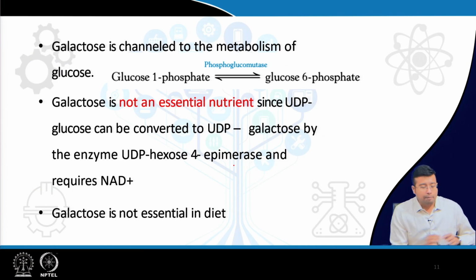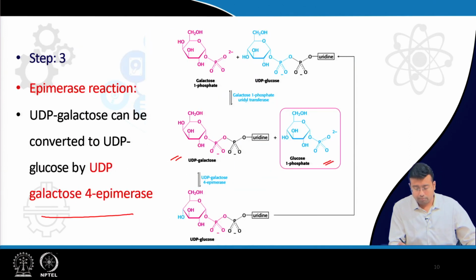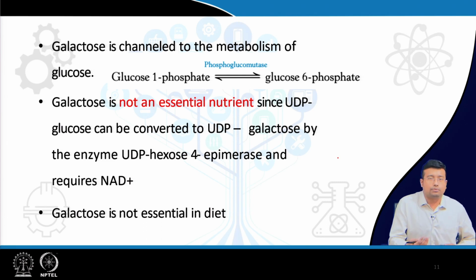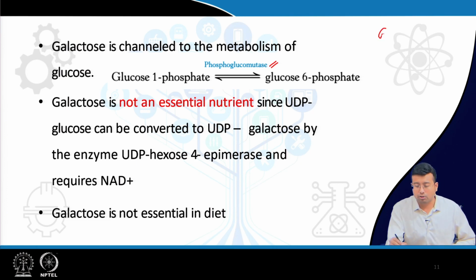So, now what happens? Galactose is channeled to the metabolism of glucose. See glucose 1 phosphate, this one. What is the use of this glucose 1 phosphate? This glucose 1 phosphate can be converted to glucose 6 phosphate by the enzyme phosphoglucomutase, very important. Again a special class of enzymes that helps in transfer of a functional group intramolecularly. So, glucose 1 phosphate becomes glucose 6 phosphate.